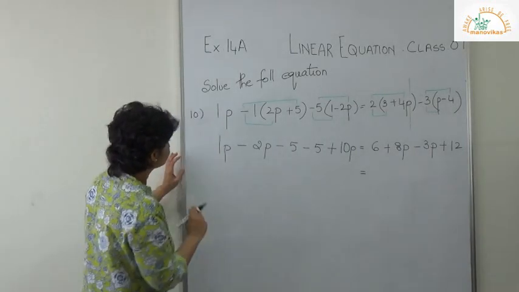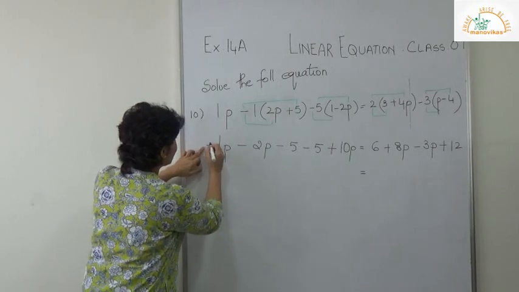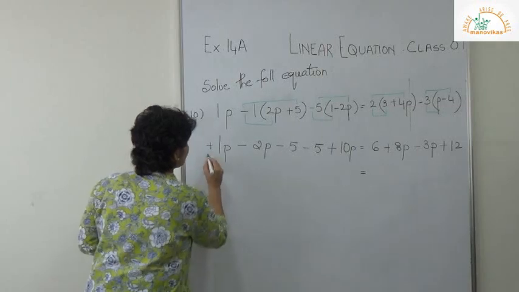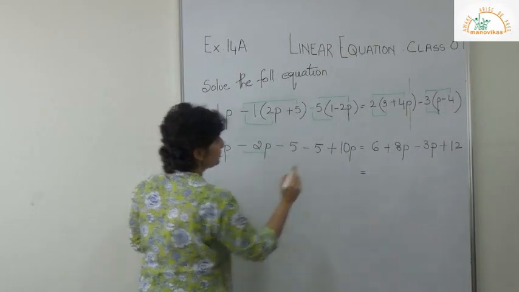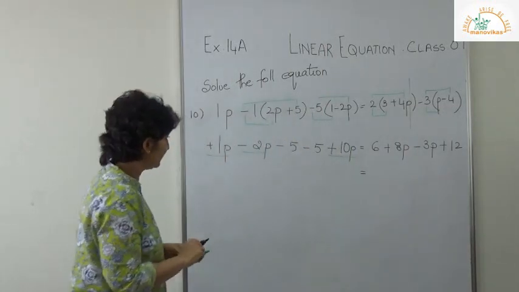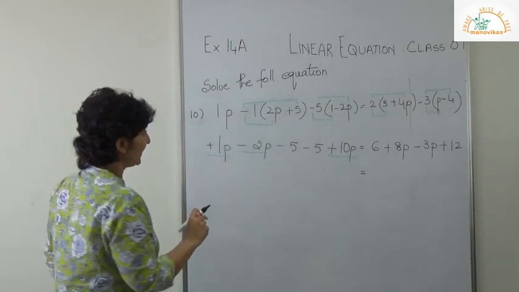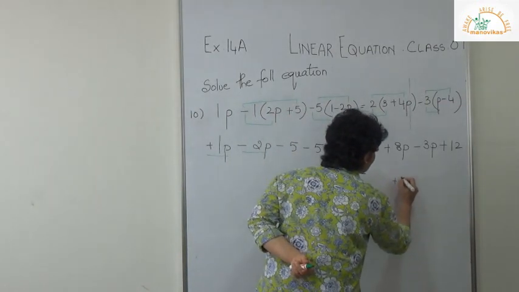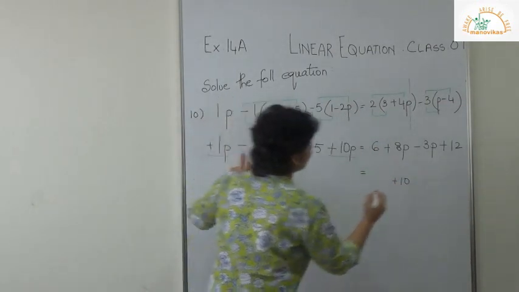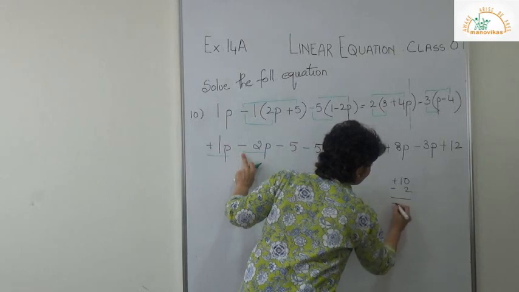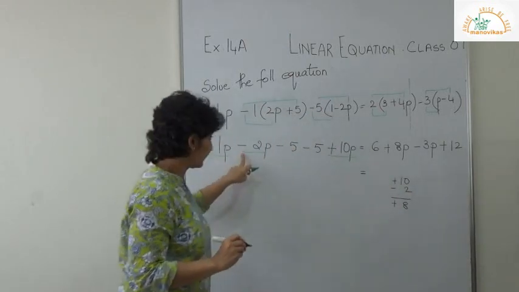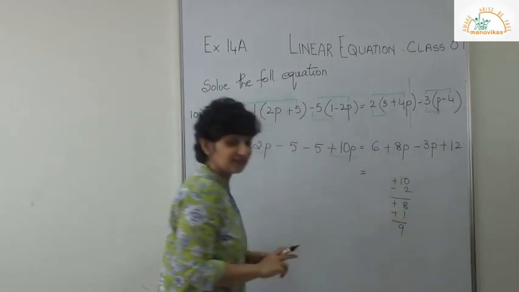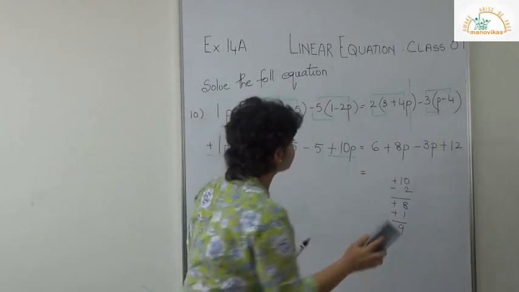Okay, now plus 1p minus 2p and plus 10p. Correct? These are all our like terms. So if I have to do it, what do I get? Let's just write here. Plus 10 minus 2 would give me plus 8. Correct, children? And then plus 1. So 8 plus 1 gives me 9.